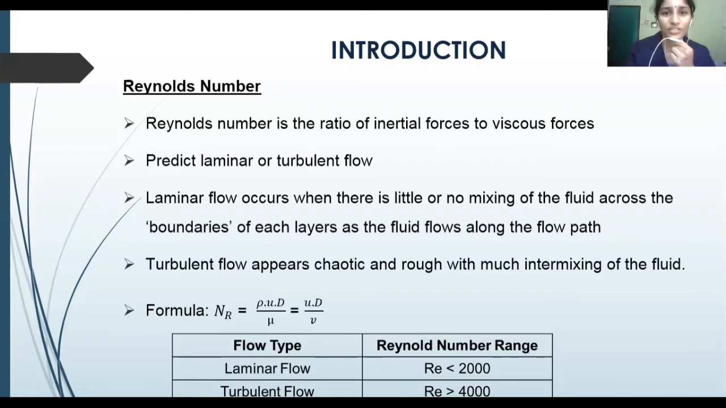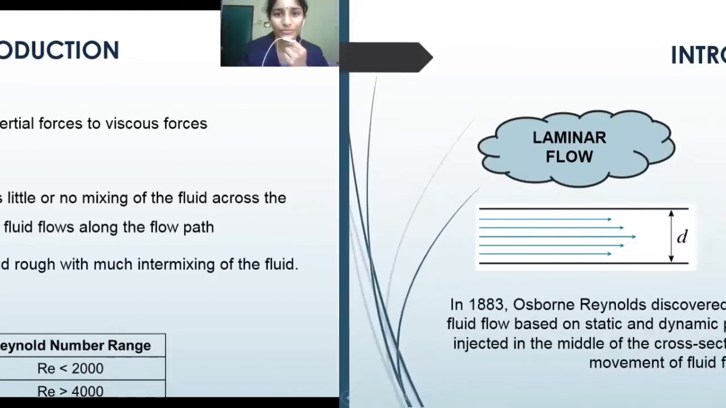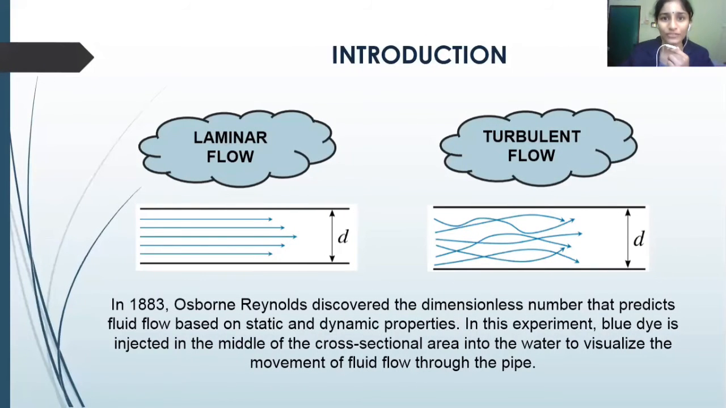The characteristics of the flow depend on the fluid density, pipe diameter, fluid viscosity, and average velocity of the flow. So this is how laminar flow and turbulent flow occur. In 1883, Osborne Reynolds discovered the dimensionless number that predicts fluid flow based on static and dynamic properties. In this experiment, blue dye is injected in the middle of the cross-sectional area into the water to visualize the movement of fluid flow through the pipe.